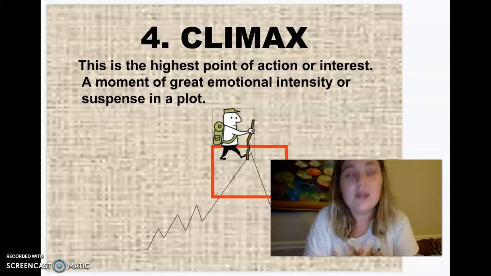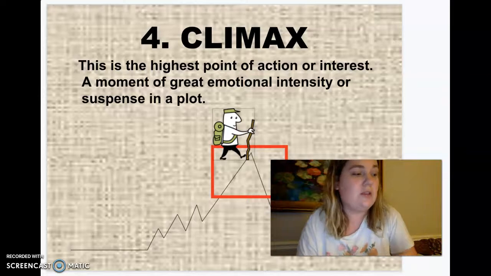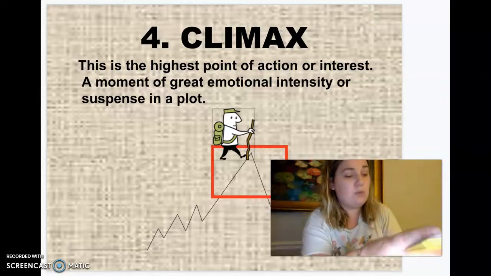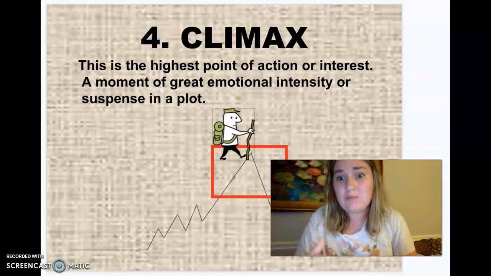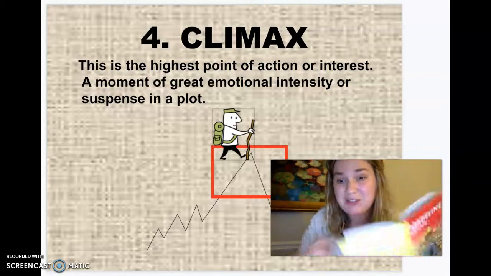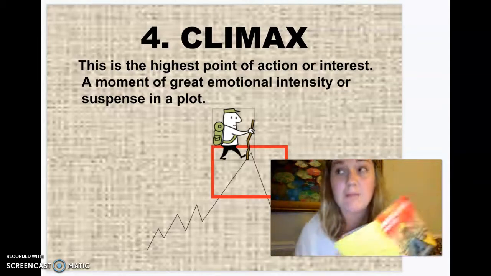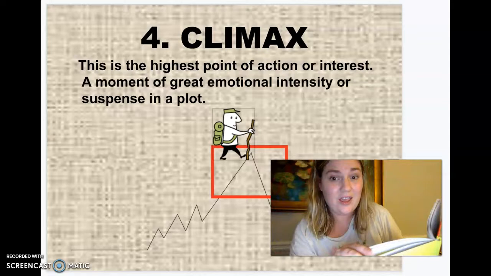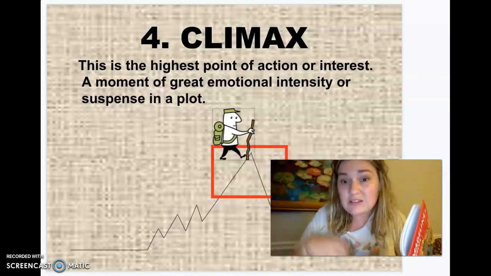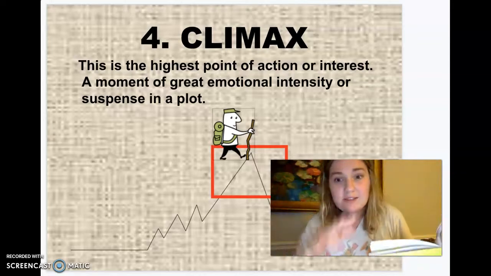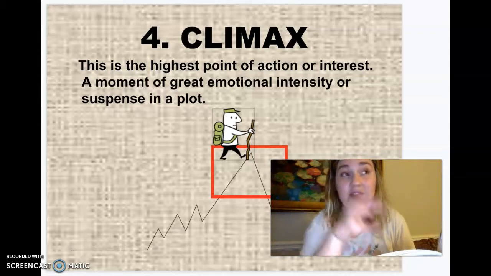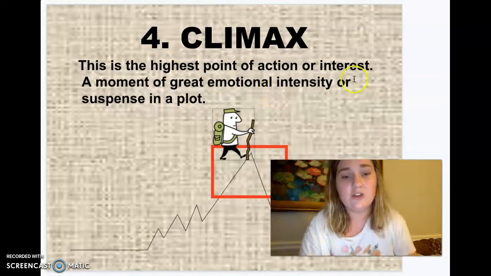That's really important. This is a decision where it can be like, in this book, who is going to keep this dog in Madeline's rescue? Who is going to keep this dog? It rescued Madeline. Is Madeline going to keep this dog, or are the other girls going to keep this dog? That's like the climax. It's the highest point of interest.